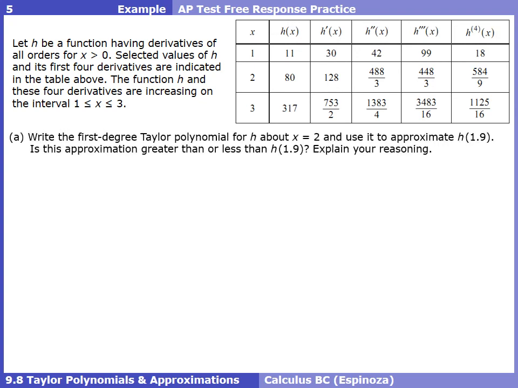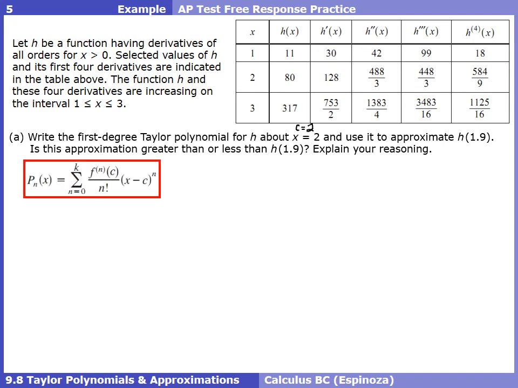So in this first part, part A, we want to write a first-degree Taylor polynomial for this function h about x equals 2. When they use the word about, it's talking about that c value, so it's really c equals 2, which is the same thing as x equals 2. It's just that critical point in a manner of speaking, the point we're looking at for the problem. So let's do that first.